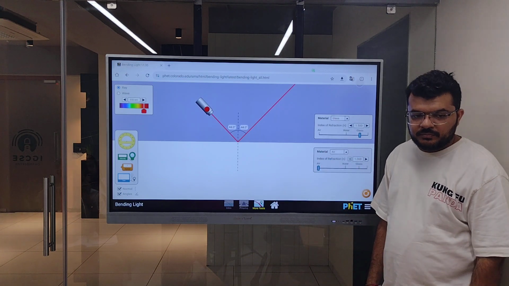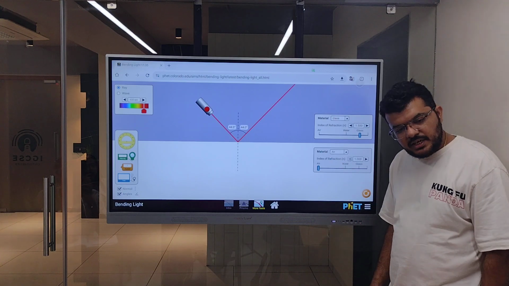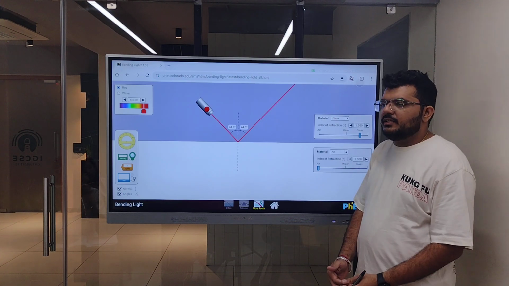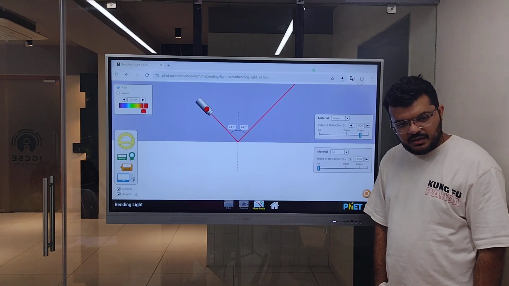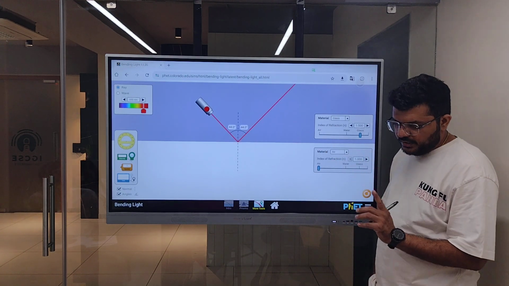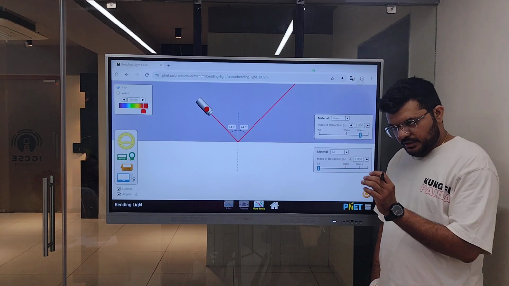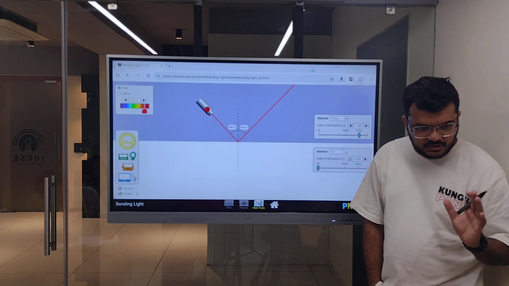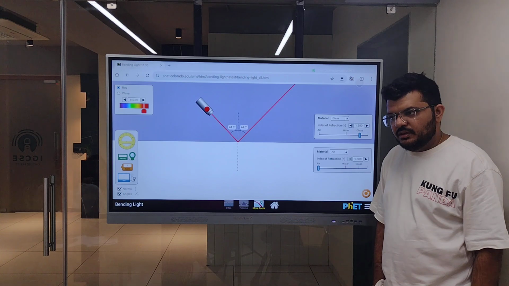So what is 41.8 exactly? The angle of refraction is 90 degrees. Any angle greater than 41.8 will result in reflection. What will it result in? Reflection. It is known as total internal reflection. Total because all the light gets reflected.